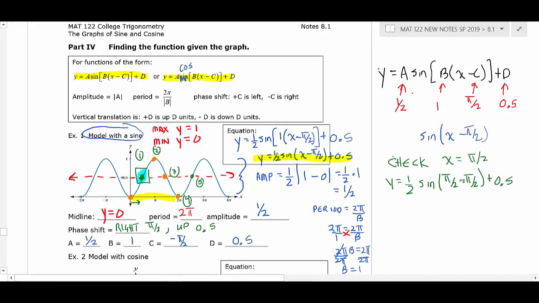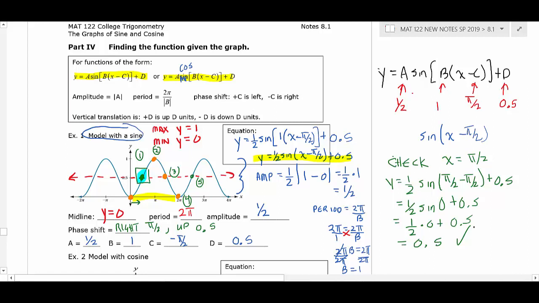I picked pi over 2 because it makes this the sine of 0. So that would give you 1/2 sine of 0 plus 0.5. The sine of 0 is 0. So you'd have 1/2 times 0 plus 0.5. So that gives 0.5. The reason it's right is because if you look at that blue point right here that I highlighted, it has a y value of 0.5, so it checks.